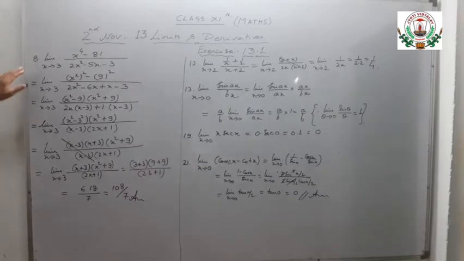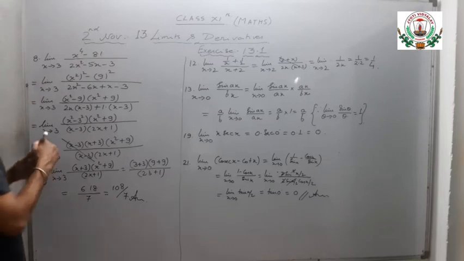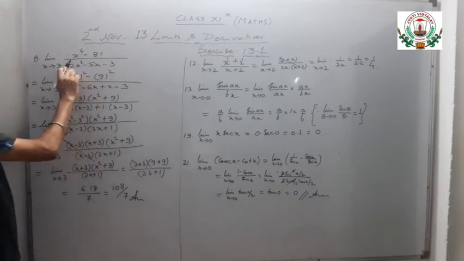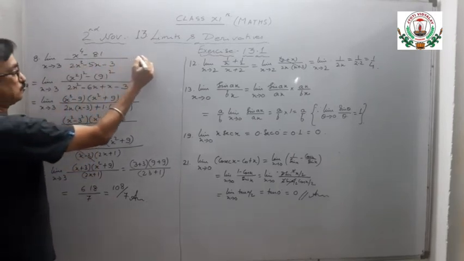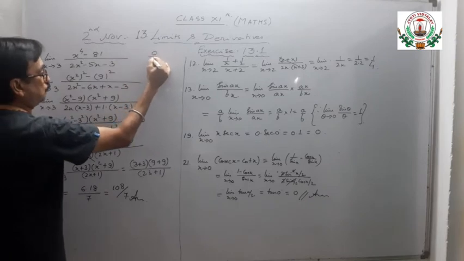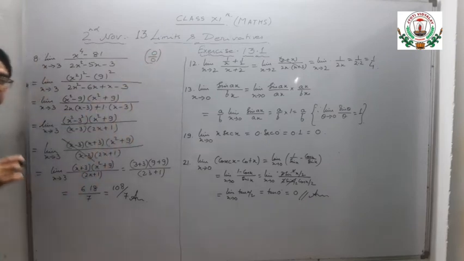Now let's come to question number 8. Limit x tends to 3, (x to the power 4 minus 81) upon (2x square minus 5x minus 3). If we substitute directly x as 3, 3 to the power 4 is 81, so 81 minus 81 becomes 0. And when we substitute x equals 3 in the denominator, we also get a 0 by 0 format.